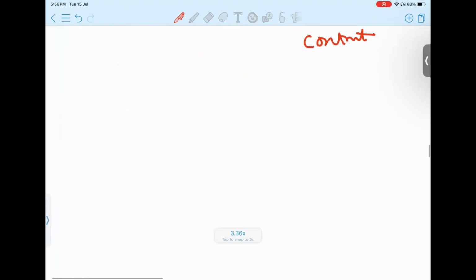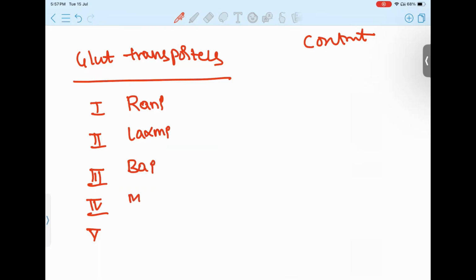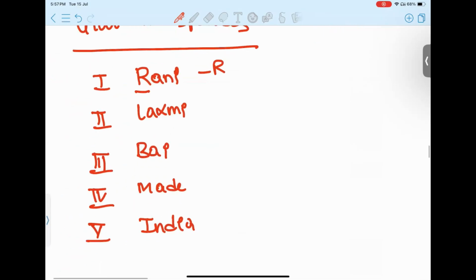Let's recall here, that is your GLUT transporters and locations. Where are these GLUT transporters found? Let's recall with the mnemonic: Rani Lakshmi Bai. You might all know that Rani Lakshmi Bai made India. Okay, how can you remember? So the R is for RBC and your kidney.